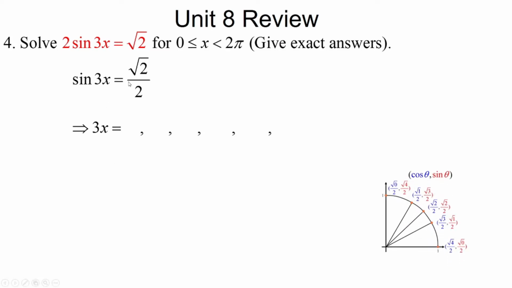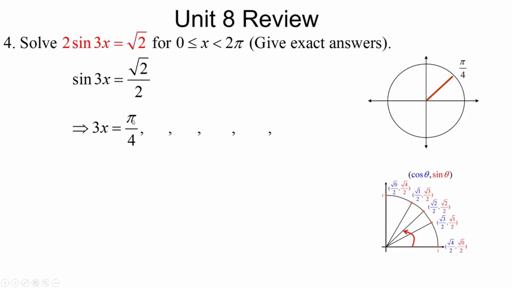When does sine have an output of root 2 over 2? Well, I see the angle right there. I hope you do too. And on the unit circle, the y-coordinate of that terminal point is root 2 over 2. So that implies sine of this angle equals root 2 over 2, which means 3x equals, and that angle is what in radians? That's right, it is pi over 4. So 3x has to equal pi over 4.